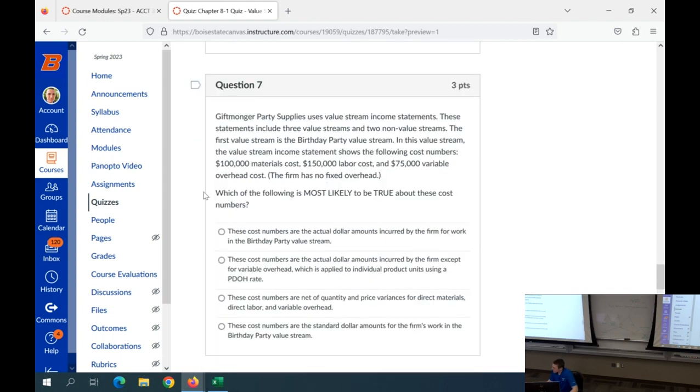Oh, well, let's see. So I've got numbers in here, but maybe they aren't very relevant. Giftmonger Party Supplies uses value stream income statements. These statements include 3 value streams and 2 non-value streams. The first value stream is the birthday party value stream. In this value stream, the value stream income statement shows the following cost numbers: 100,000 material cost, 150,000 labor cost, and 75,000 variable overhead cost, no fixed overhead. Which of the following is most likely to be true about these cost numbers?